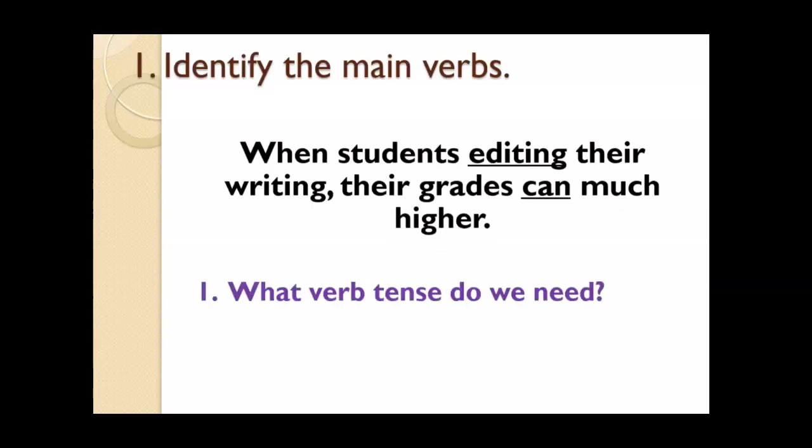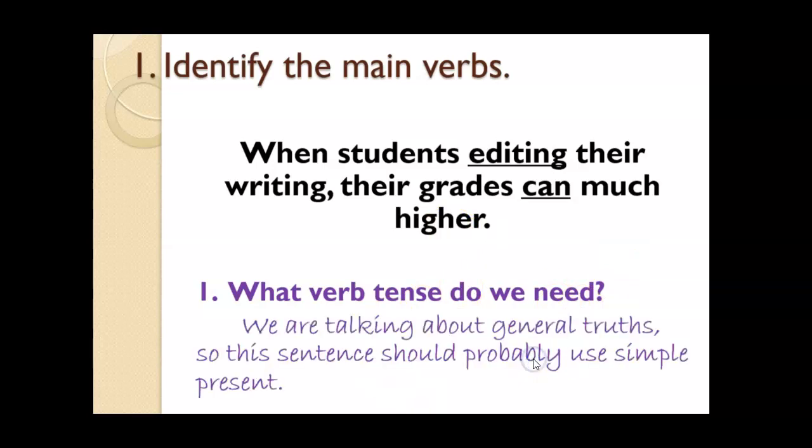Next, we need to ask ourselves a general question about the sentence, or if you have written a paragraph or essay, a question about that part of your writing. What verb tense do we need? If we are telling a story about the past, we would need past tense verbs. If we are making predictions, we would use future verbs. But if we are talking about general truths, as in this sentence, we should probably use the simple present. Many verbs in academic writing use the simple present.